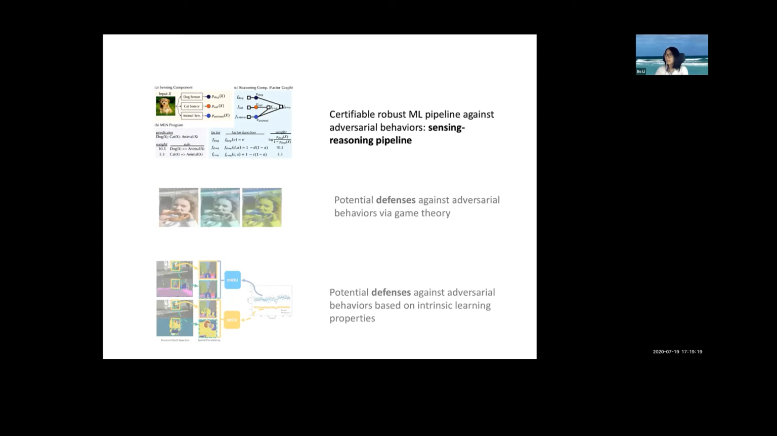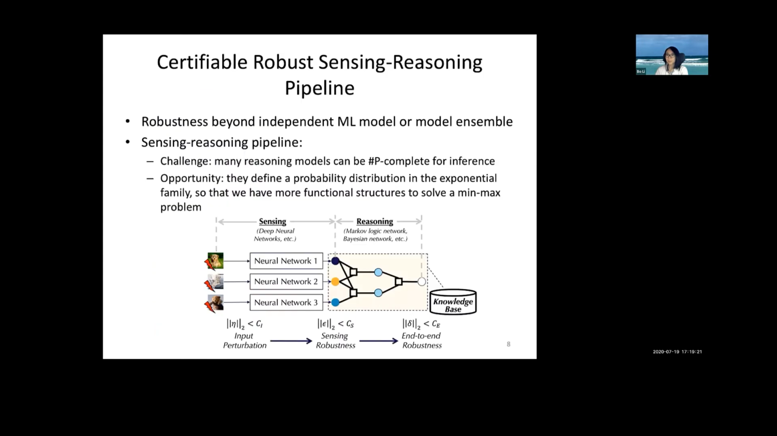So first, let's look at this end-to-end robust sensor reasoning pipeline and see what guarantee we can obtain here. Here is a higher-level overview of this framework. We know that as machine learning has been applied to many mission-critical scenarios, certifying machine learning model robustness has become increasingly important. However, many previous works only focus on the robustness of independent machine learning models or even just ensemble models, and only certify a small magnitude of perturbation from the adversarial perspective.